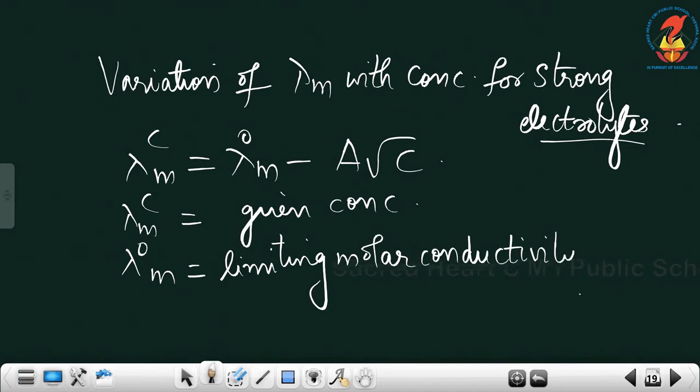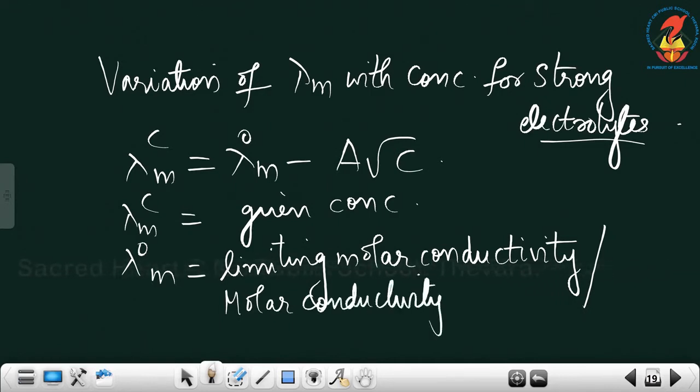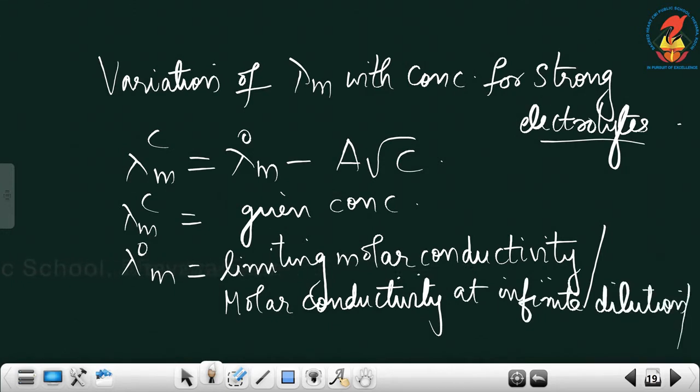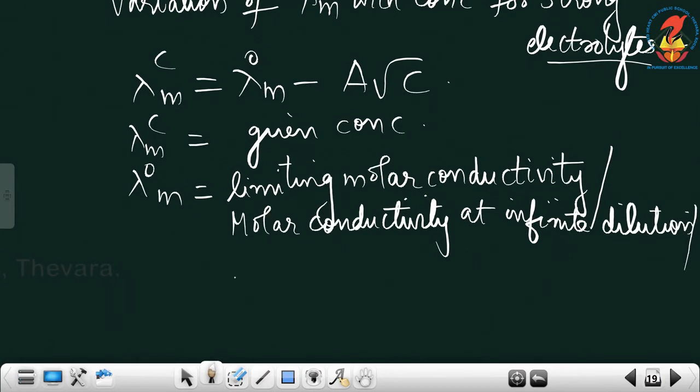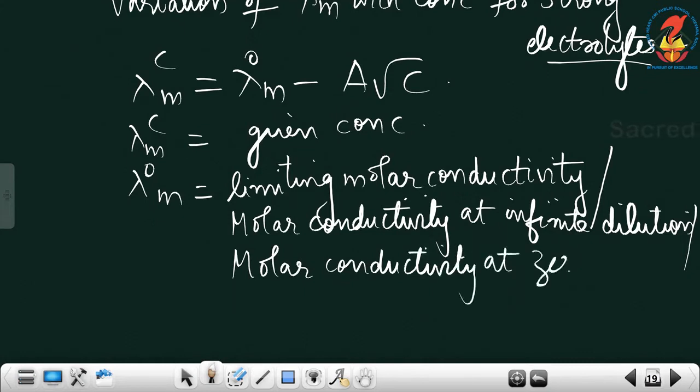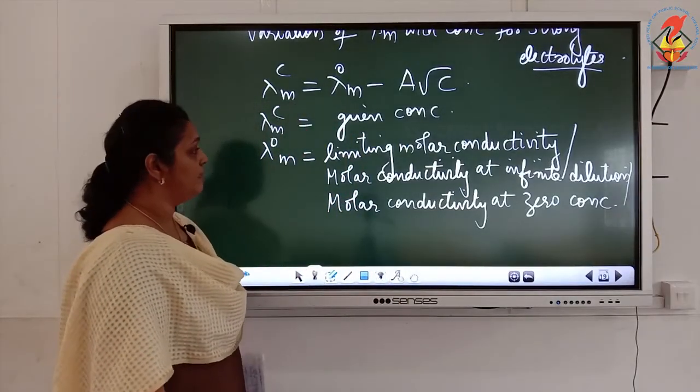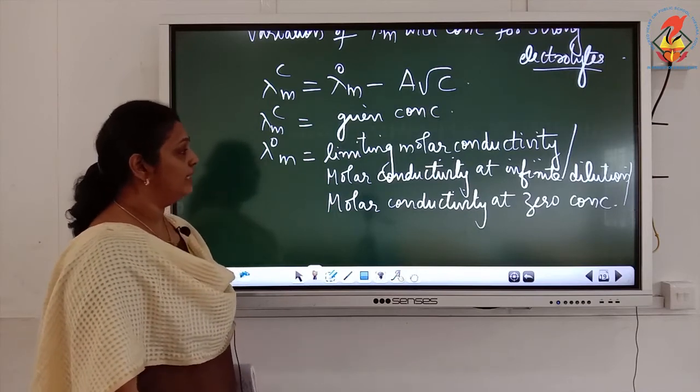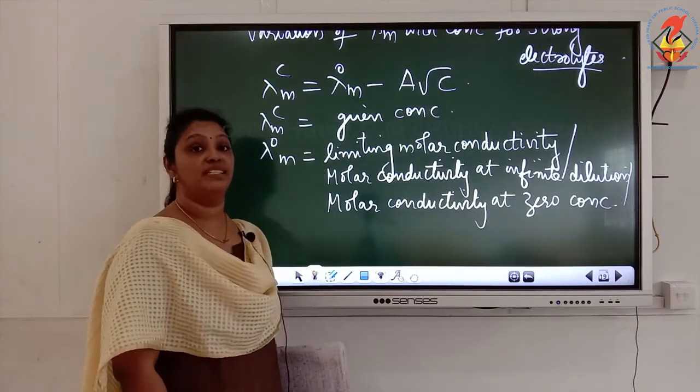Limiting molar conductivity, or molar conductivity at infinite dilution, or molar conductivity at zero concentration. So this is lambda naught m. Lambda naught m is called limiting molar conductivity or molar conductivity at infinite dilution or molar conductivity at zero concentration.